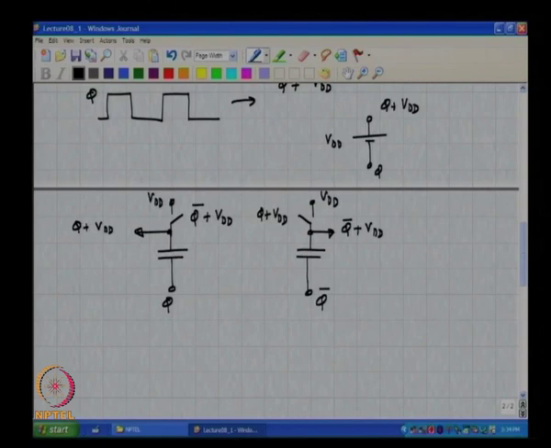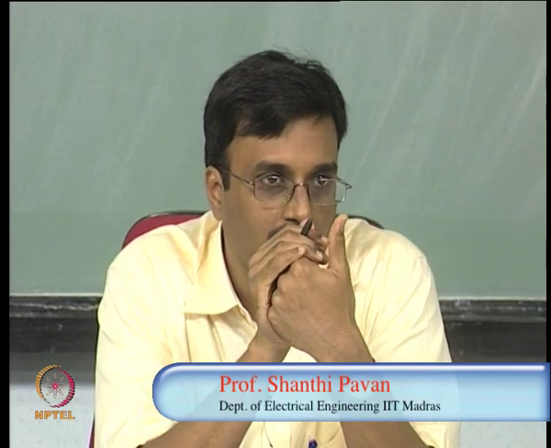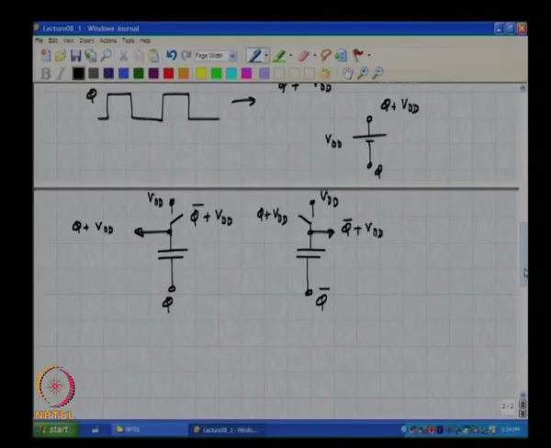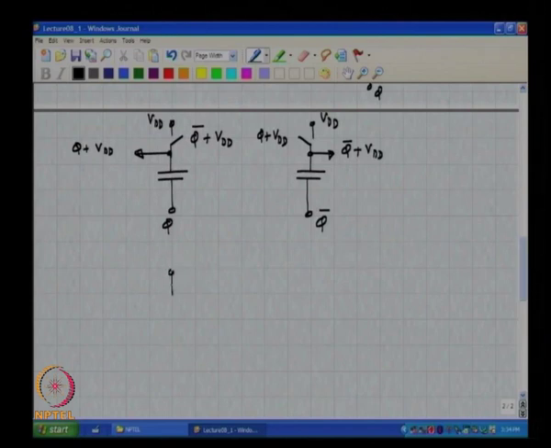The circuit on the left has got something, but needs the complement. The circuit on the right has got the complement, but needs phi plus VDD. So, now if you marry these two circuits together, hopefully we will be able to get both phi plus VDD and phi bar plus VDD, and that is precisely what we are going to do.